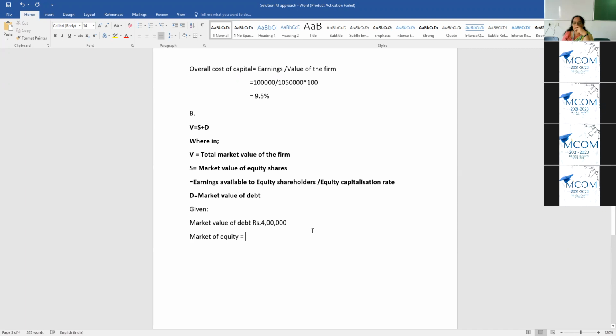Ma'am, but interest will be different, ma'am. Very good. Your amount available to equity shareholders would change because the debentures have been increased. Very good. Who was that? Sony, ma'am. Very good, Sonu.